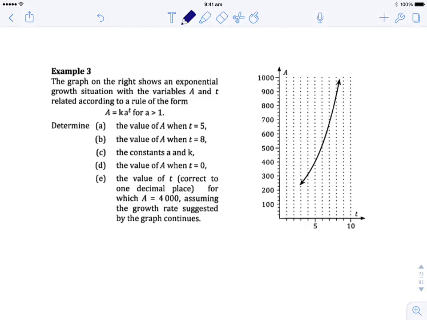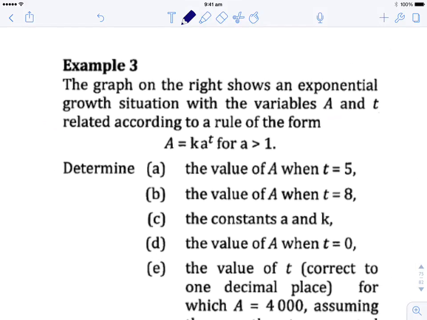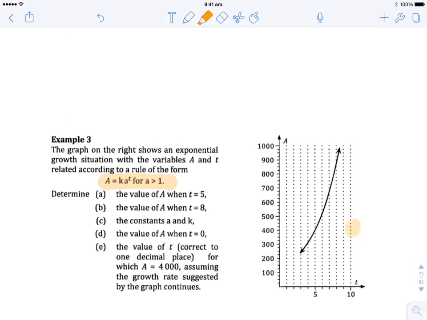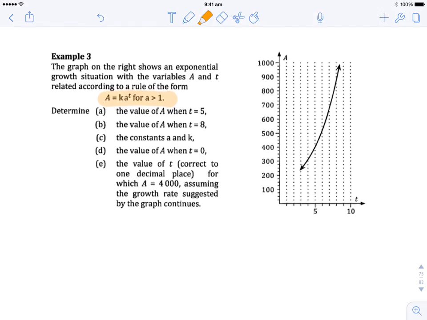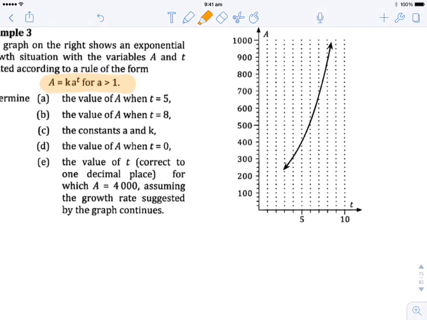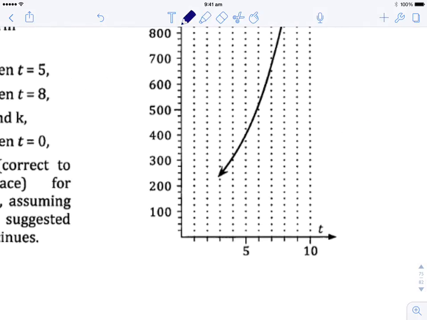Last example that we're going to look at, we've got the graph in this case here, which is a little bit different. We're actually given the formula that I kind of outlined before, and told a, because a is greater than 1, which means it's going up. Let's go through these questions here. So the graph on the right shows an exponential growth situation, and we've got the rule. Determine the value of a when t is equal to 5. This is kind of reading off the graph, this one.